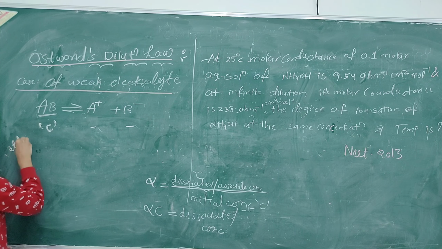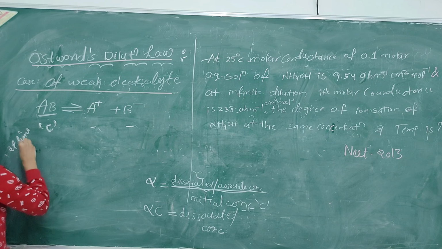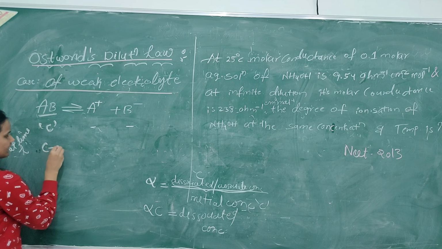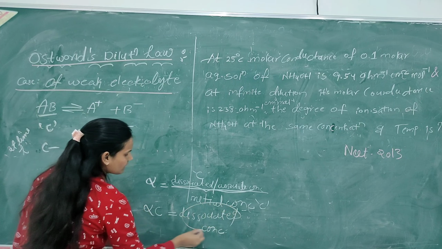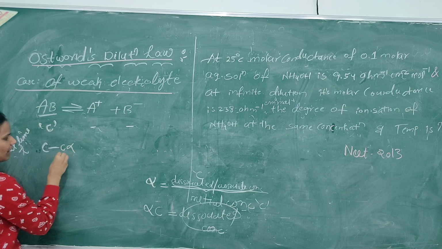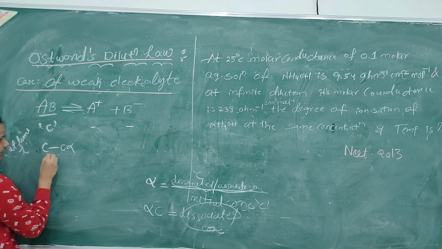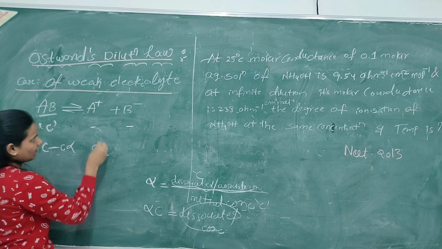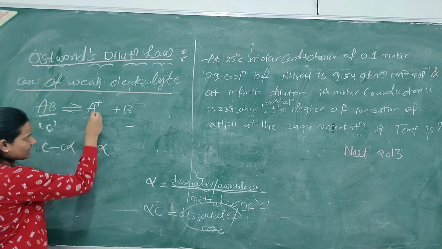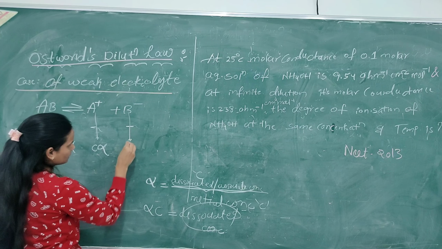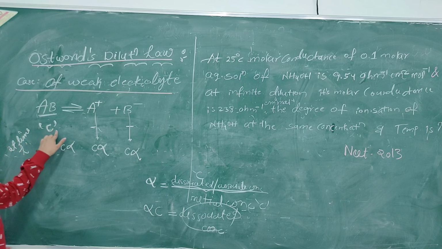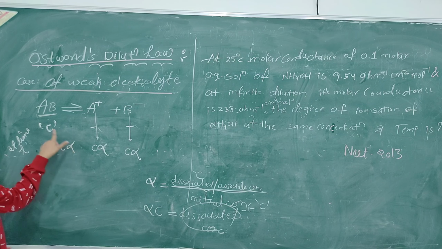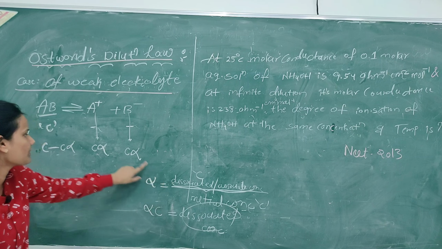At time t, means after some time, I will see it will somewhat dissociate. So C minus how much dissociated concentration? It is C alpha. Like this part got dissociated. So I can simply say C minus C alpha because this part got dissociated, and A positive will exist in this concentration, B negative also in this concentration. Initially this concentration was there. After dissociation it simply dissociated into dissociated concentration C alpha.